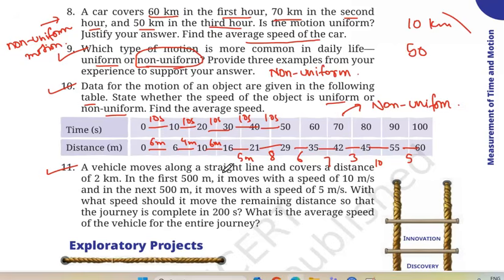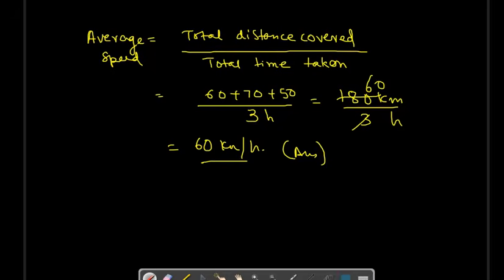A vehicle moves along a straight line and covers a distance of 2 kilometers. In the first 500 meters, it moves with a speed of 10 meters per second. In the next 500 meters, it moves with a speed of 5 meters per second. With what speed should it move the remaining distance so the journey is completed in 200 seconds? And you also have to calculate the average speed of the vehicle for the entire journey. If you have not understood the question, please read it again. Now let us solve it. So that's question number 11.